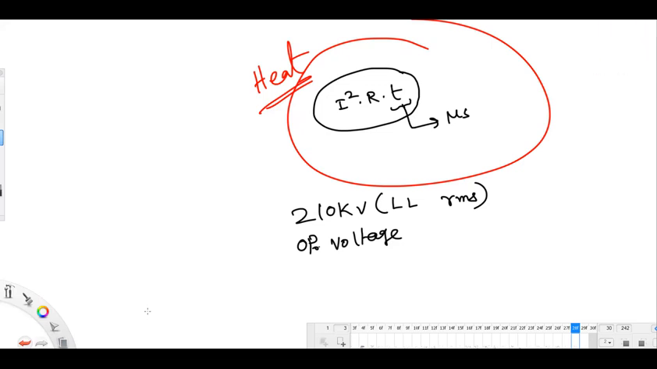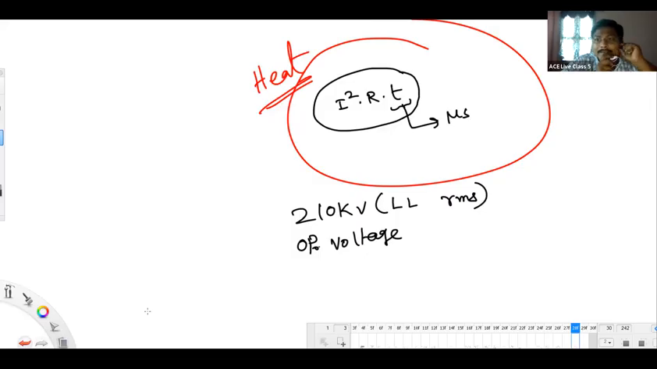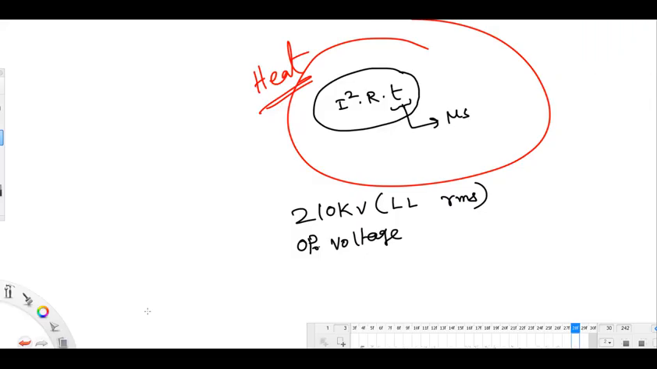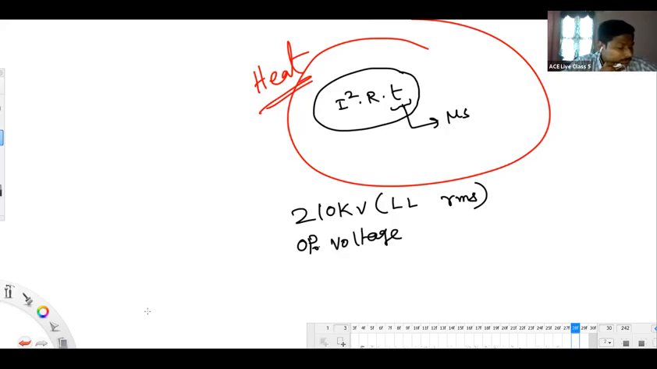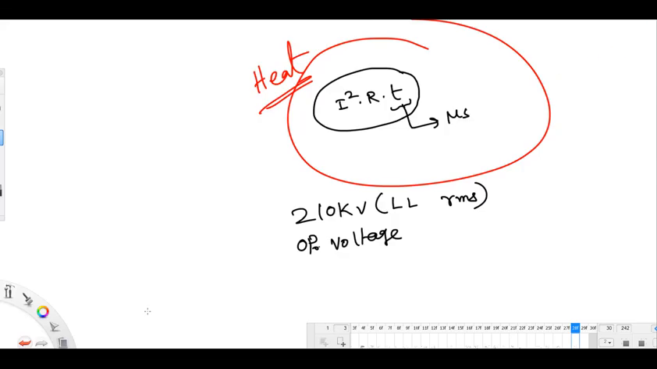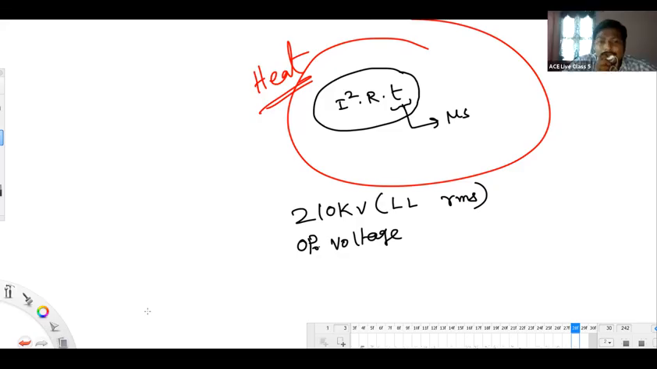Okay, sir. And the size of the aluminum conductor will be bigger. Conduit size means the PVC pipe we are going to lay in the wall. That pipe size also needs to be larger. Some issues are there. That's why we prefer to go for copper inside our house.